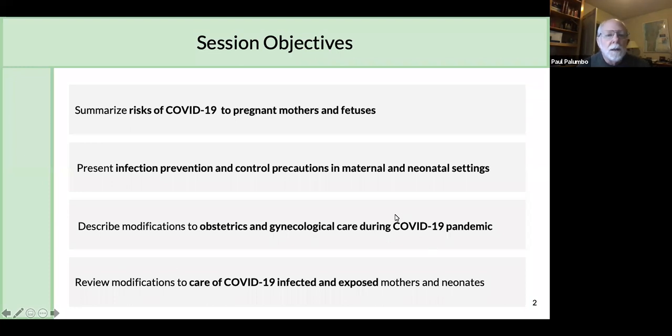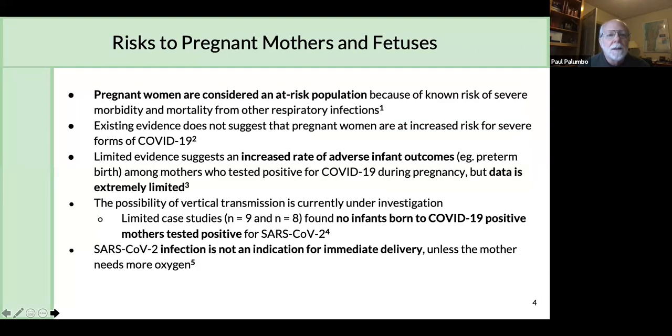We'll also share some thoughts about infection prevention and control precautions in the maternal and neonatal setting. We'll describe some modifications to obstetrics and gynecological care during this pandemic. And we'll review some modifications to care of COVID-19 infected and COVID-19 exposed mothers and their neonates. So if we can move on, Anne, to the next slide. Great.